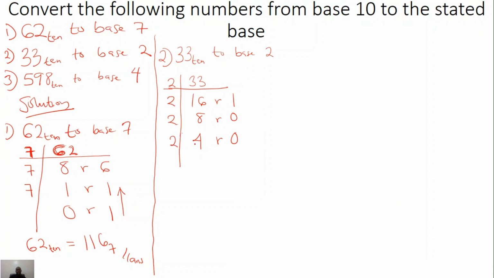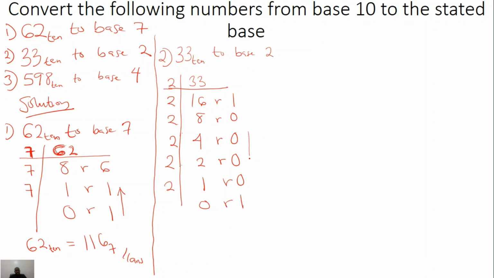Okay, let's divide it again. 4 divided by 2 is equal to 2. 2 times 2 is 4. So what is left is 0. Okay, let's divide it by 2 again. 2 divided by 2 is 1. Remainder 0. Okay, let's divide it by 2 again. 1 divided by 2 is 0. Remainder 1.